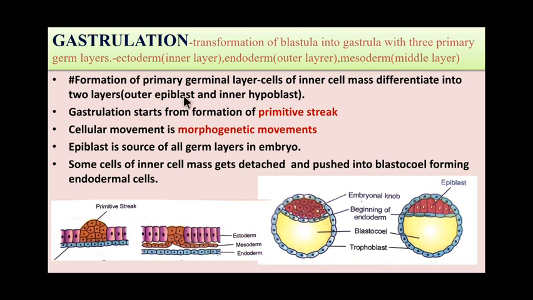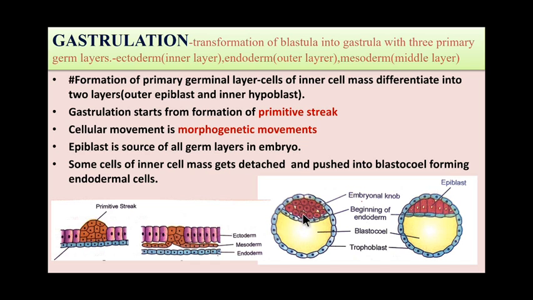Okay, now this rearrangement, that means the cellular movement, is called morphogenetic movement. How the cells move from one place to another is the movement which is accompanied by changes in cell shape and changes in cellular adhesion to the other cells. That is known as morphogenetic movement.